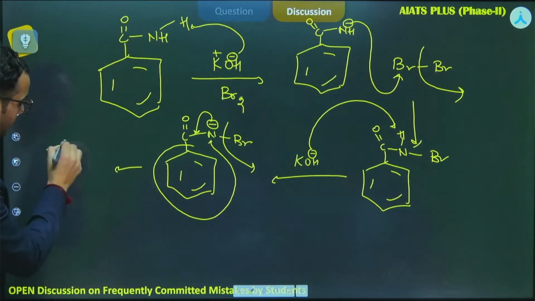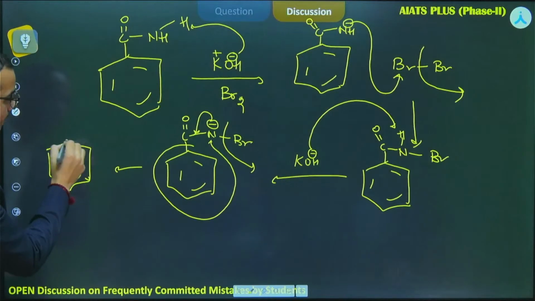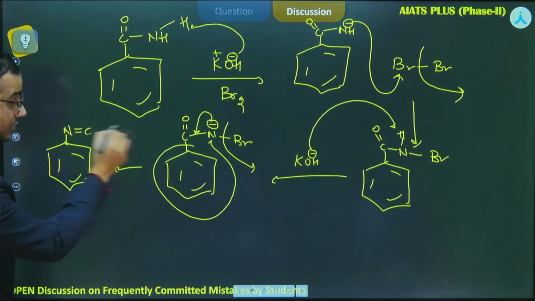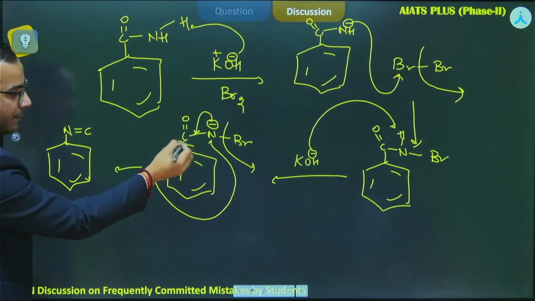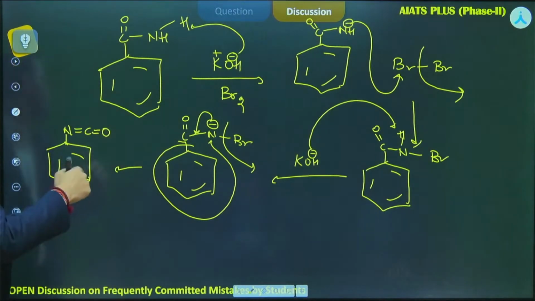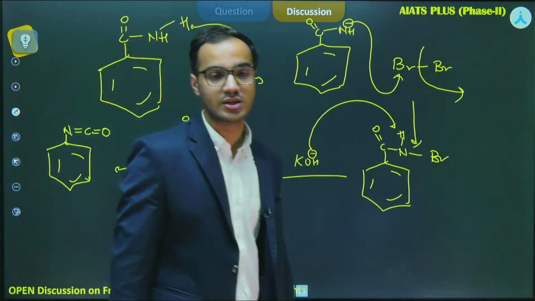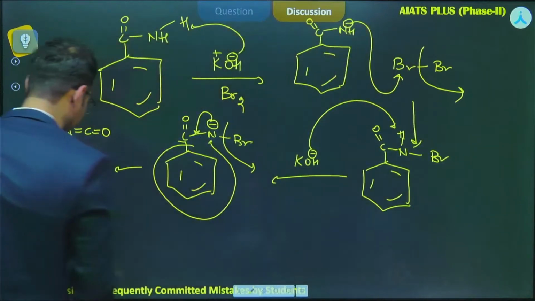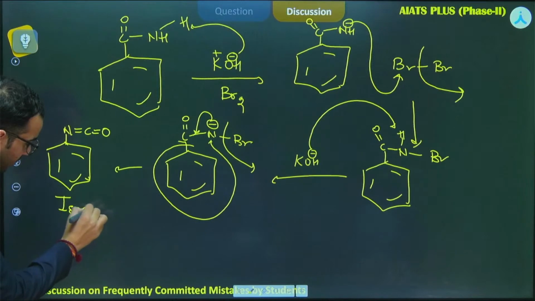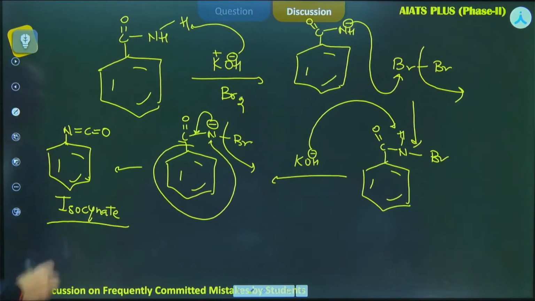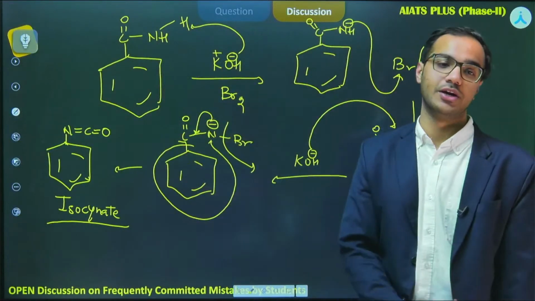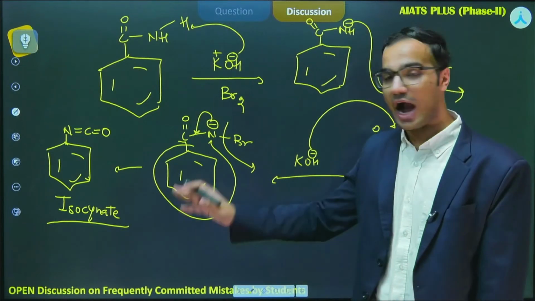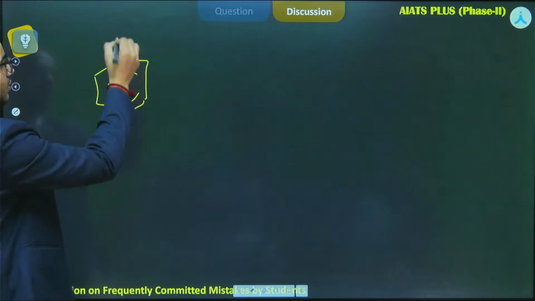What will you get? You are getting N double bond C. If this negative charge comes here, it will form a double bond with carbon, and the carbon also has the oxygen with it. This is isocyanate. This can be asked: what is the intermediate that is formed in the Hofmann degradation reaction? Okay. So after this, what will be the case? You are having the isocyanate.